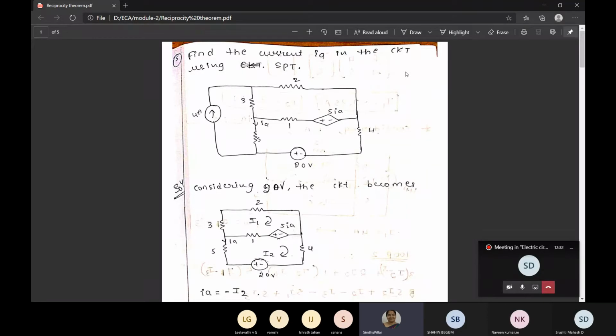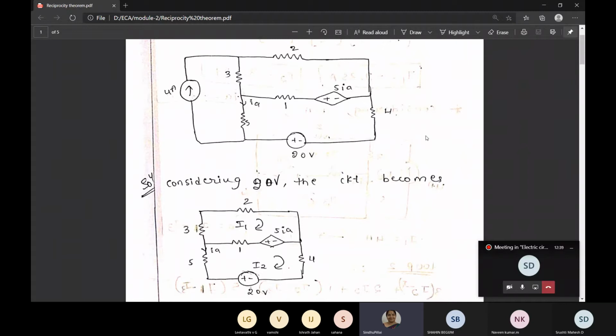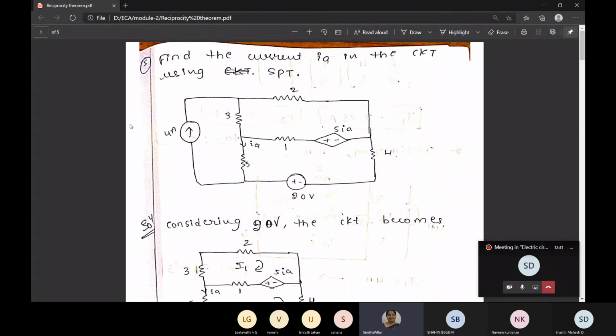First, in the network, whenever they give one, you have to check how many independent sources and how many dependent sources are there. Here we have one current source that is independent, one voltage source that is also independent, and a current dependent voltage source 5ia. It is a current dependent voltage source, so this should be kept as it is. You have to deal with the other two independent sources.